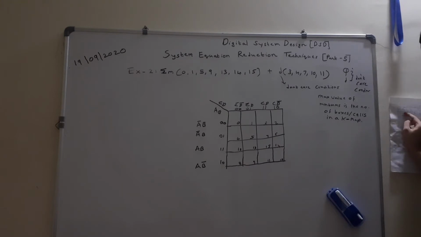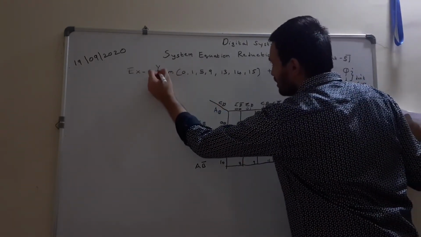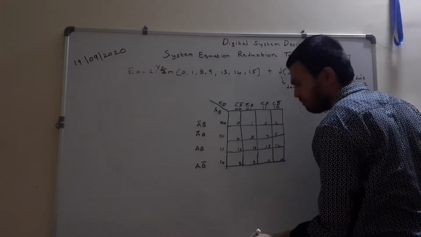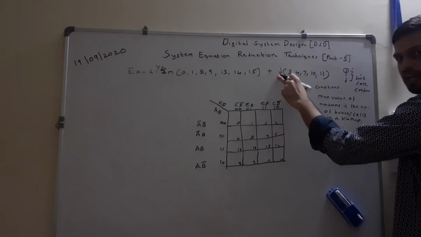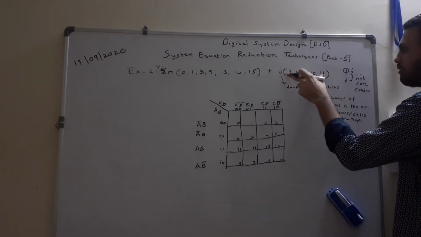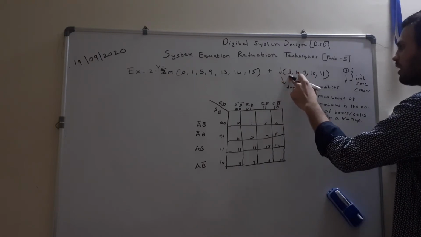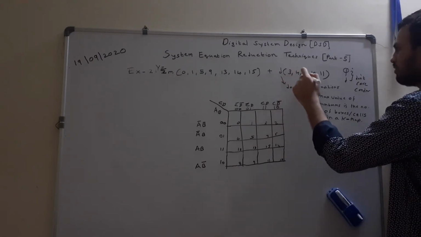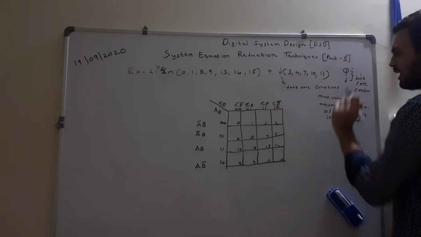So now we have the next example. We have to simplify this particular logic expression, that is Y is equal to summation of minterms 0, 1, 5, 9, 13, 14, 15 plus d, and in brackets are the don't care conditions, that is plus d summation of 3, 4, 7, 10 and 11.